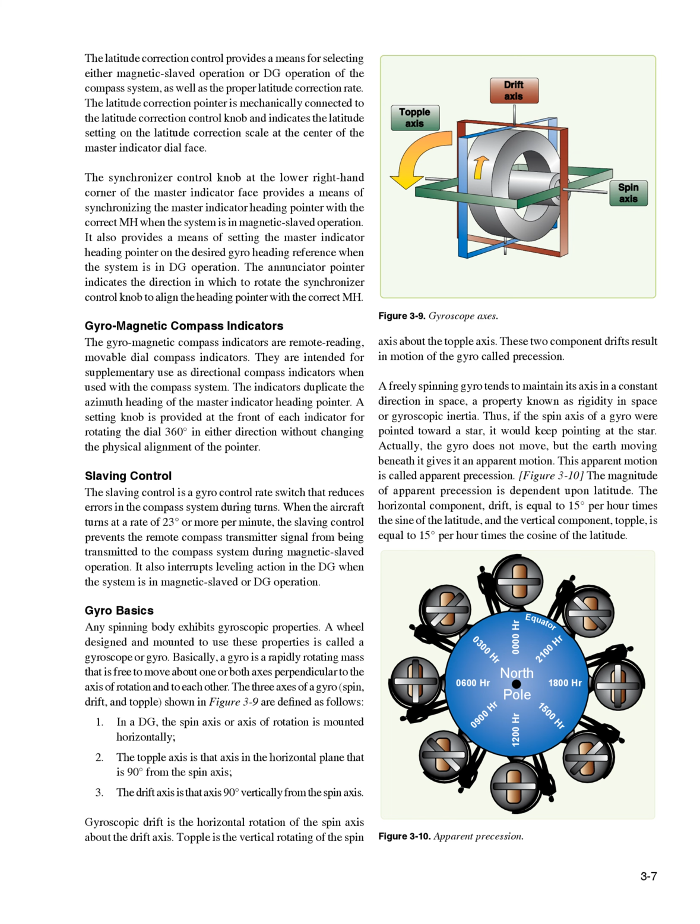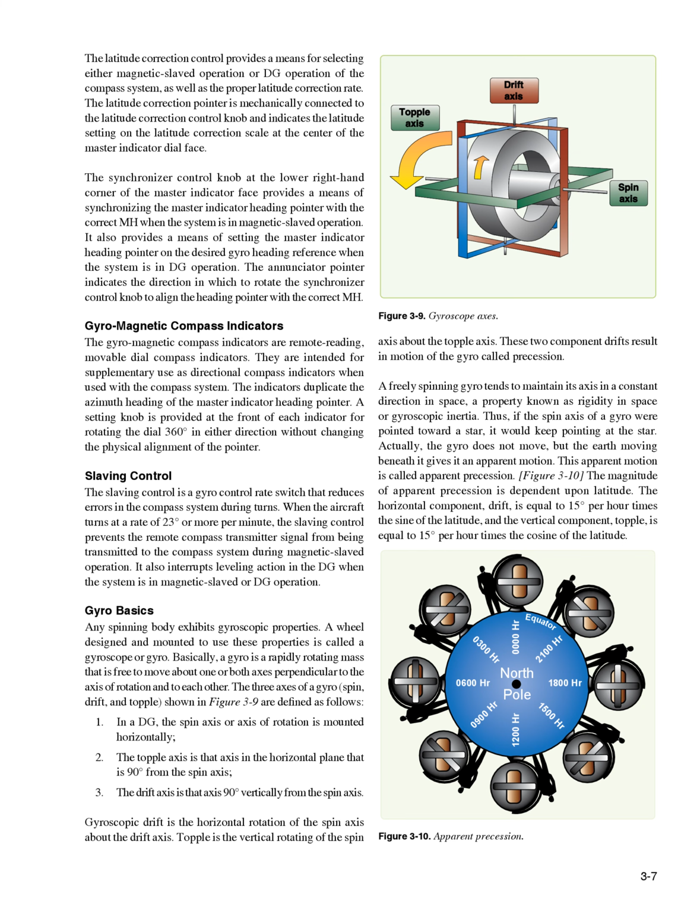A freely spinning gyro tends to maintain its axis in a constant direction in space, a property known as rigidity in space or gyroscopic inertia. Thus, if the spin axis of a gyro were pointed toward a star, it would keep pointing at the star. Actually, the gyro does not move, but the Earth moving beneath it gives it an apparent motion. This apparent motion is called apparent precession. Figure 3.10, the magnitude of apparent precession is dependent upon latitude.